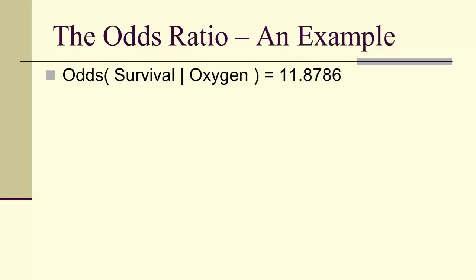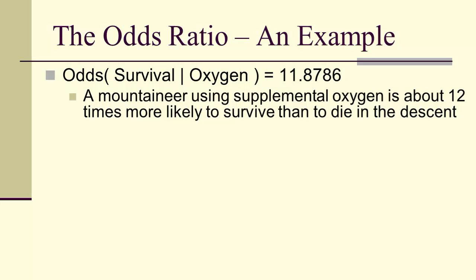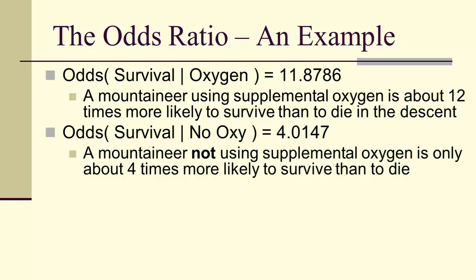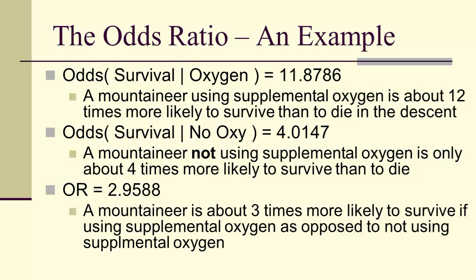Another way of looking at this is the odds of survival given oxygen. It's about 12. In other words, a mountaineer using supplemental oxygen is about 12 times more likely to survive than die. Without oxygen, a mountaineer is only about 4 times more likely to survive than die. The odds ratio, the ratio of these two, is about 3 times more likely to survive if using supplemental oxygen as opposed to not using supplemental oxygen.